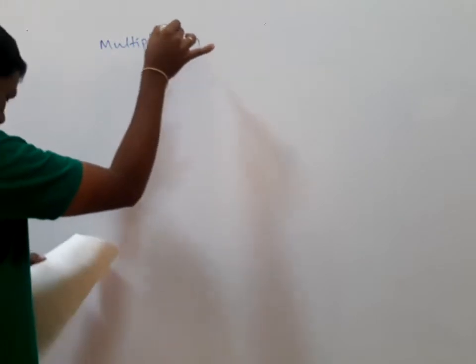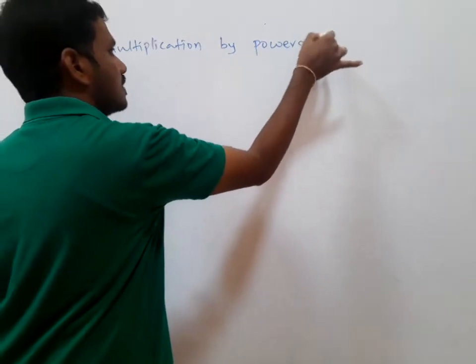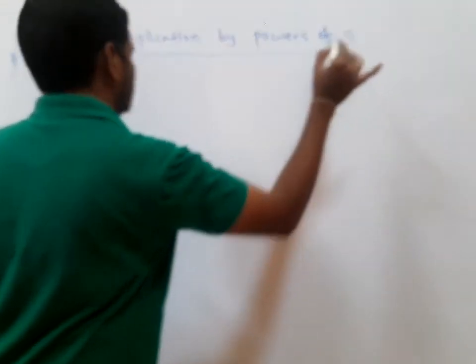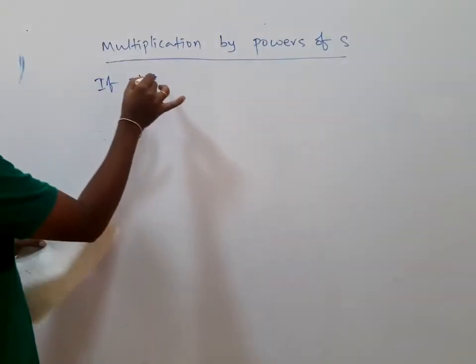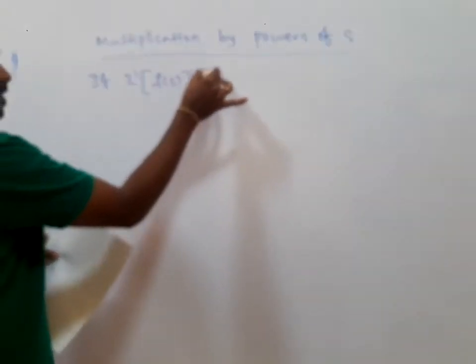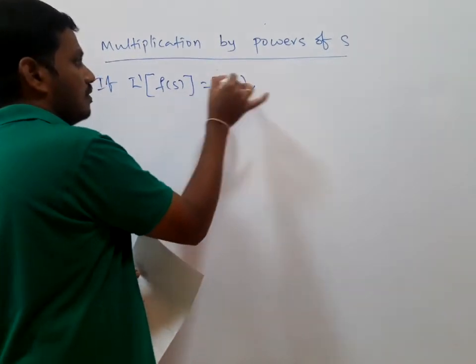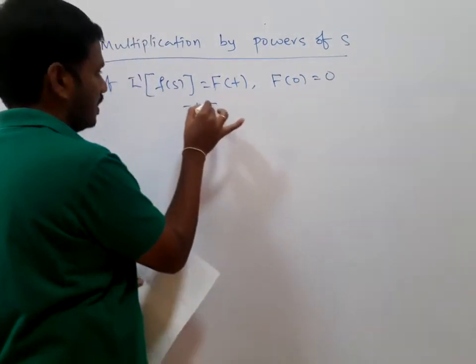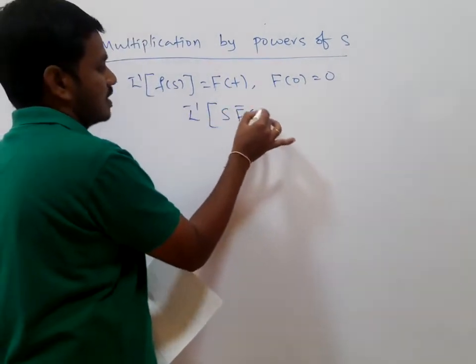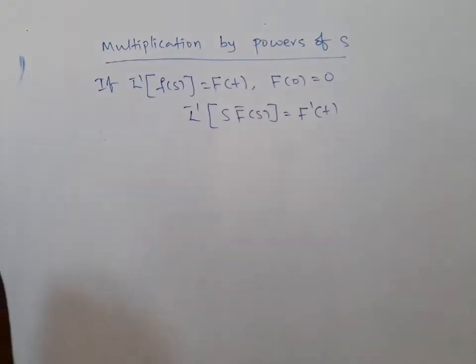By powers of s. If L inverse of F of s is equal to capital F of t, and f of 0 is equal to 0, then L inverse of s F bar of s is equal to f dash of t. This is the statement from the transformation of the derivatives in Laplace transformation.